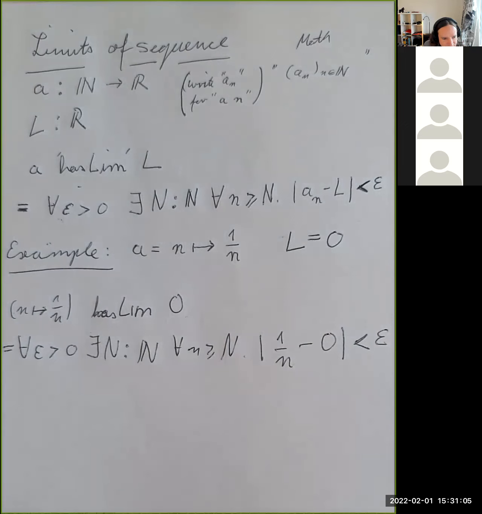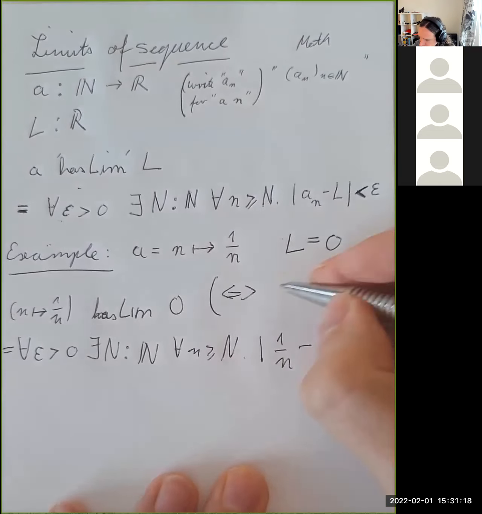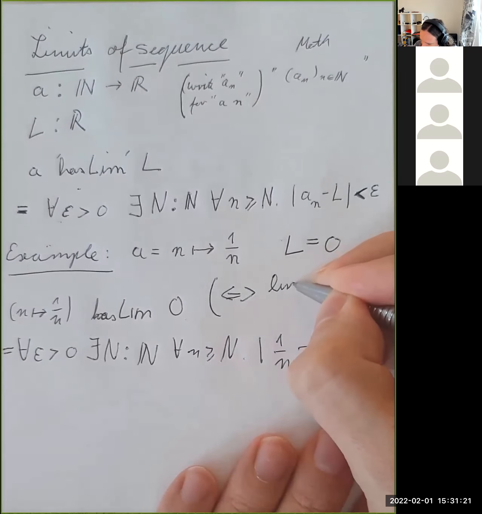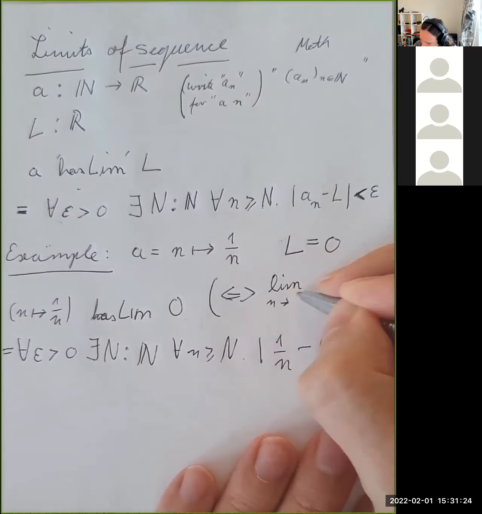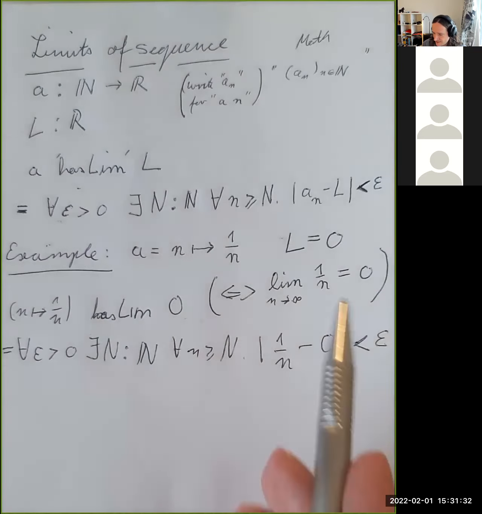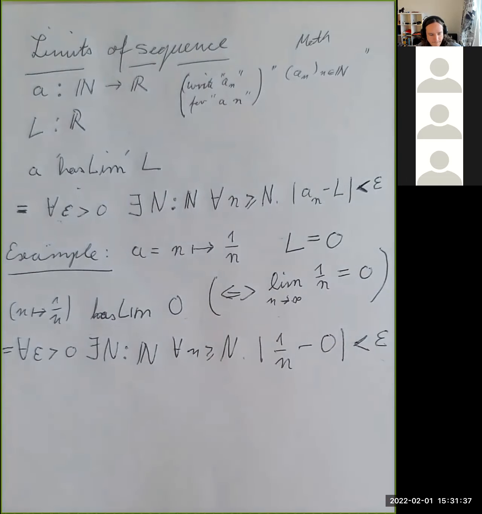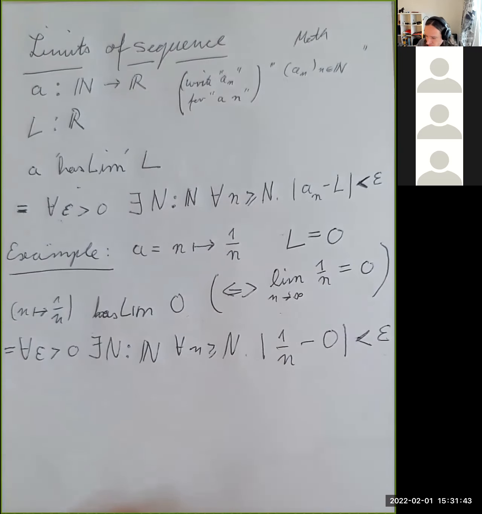So is this equivalent to saying limit as n goes to infinity of...? Okay, good question. So yes, this is equivalent to saying the limit as n goes to infinity of 1 over n equals 0. Yes. This is what this means. Okay, good question. Yeah. Okay, so what to do now?